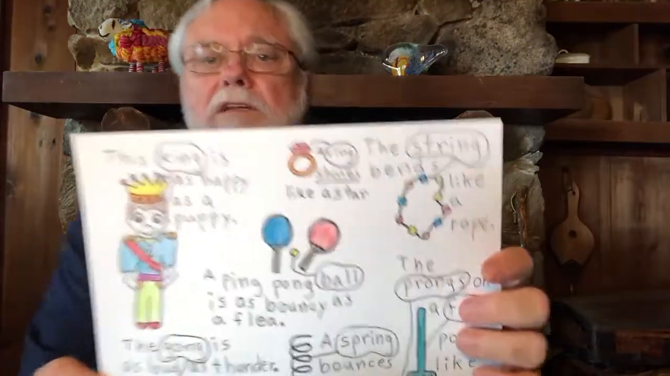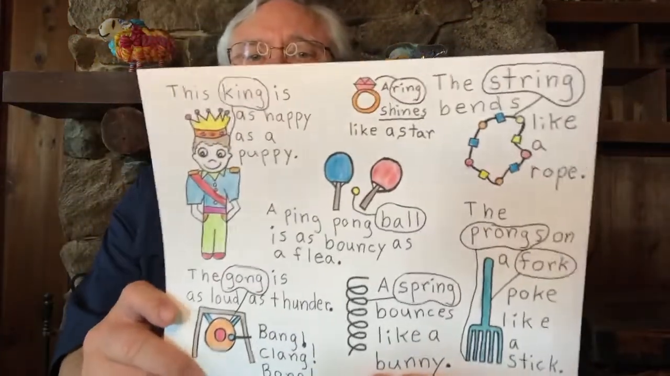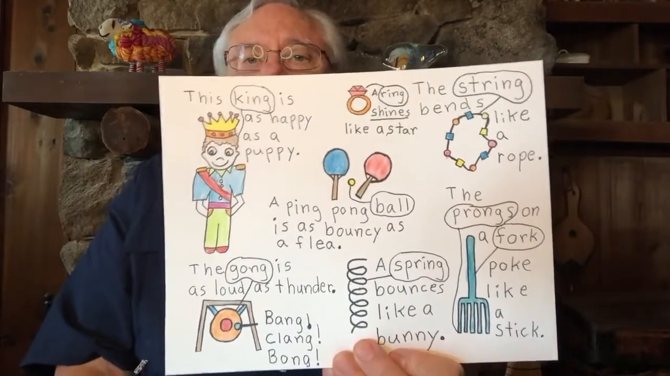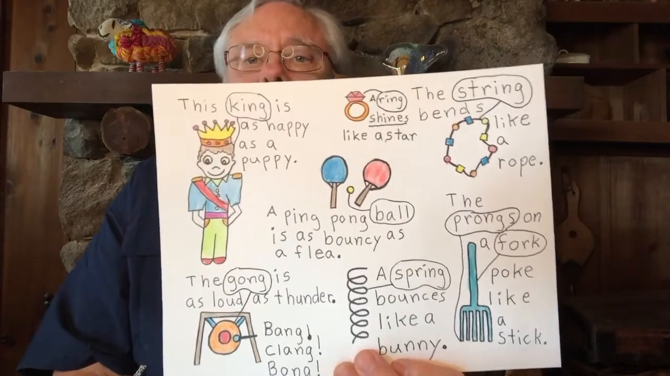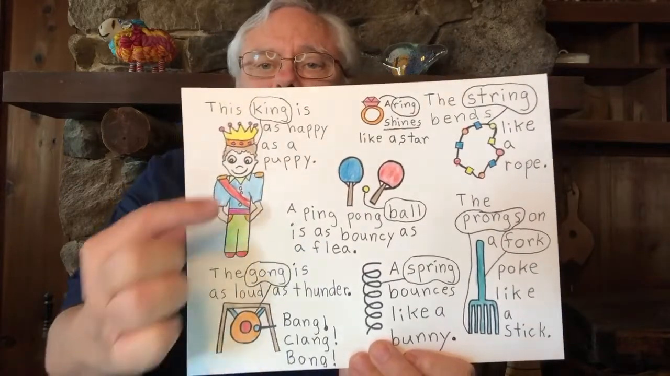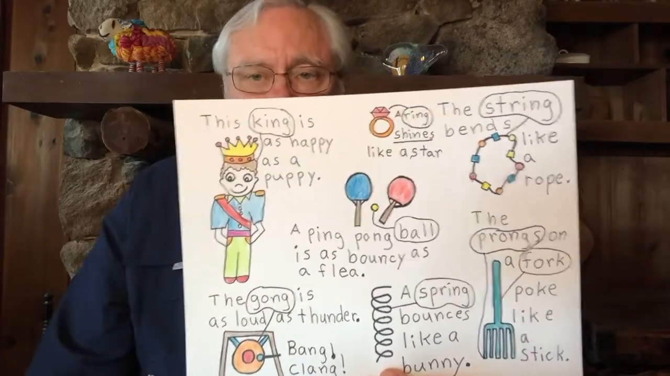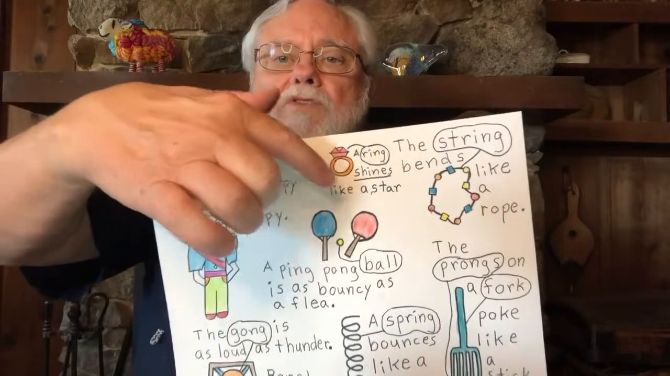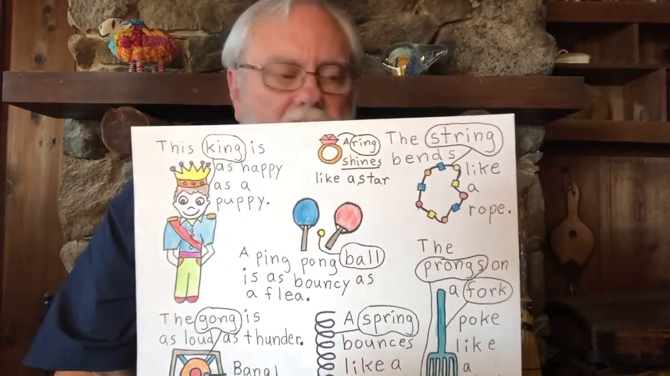So now I went ahead, since I knew we weren't going to have time to do all of this, and this is the last lesson, I added some more pictures to my page that have NG. So these are some things you can draw on your own, and then you can write similes about. So here's the king and the gong that we drew. And for the gong, I wrote, "The gong is as loud as thunder." Then I drew a picture of a ring for your finger, and I put, "A ring shines like a star."